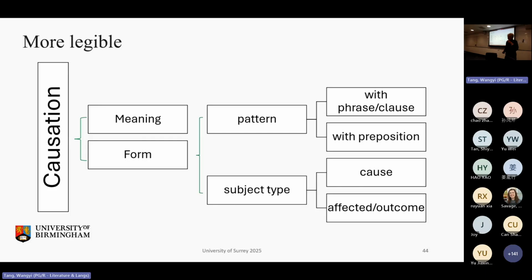And then simultaneously, you're choosing the form, which is you choose which pattern you're going to use, whether it's with a phrasal clause or with a preposition, and you choose a subject type, whether it's a cause or whether it's the affected or the outcome. Makes you wonder how we speak at all, really, doesn't it? So having made all those choices, we come out with a sentence.